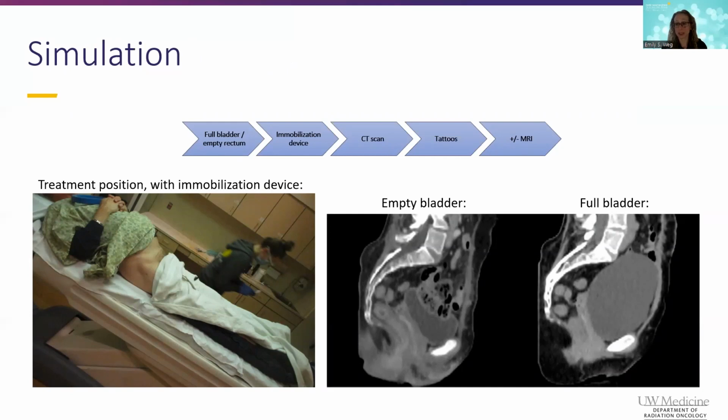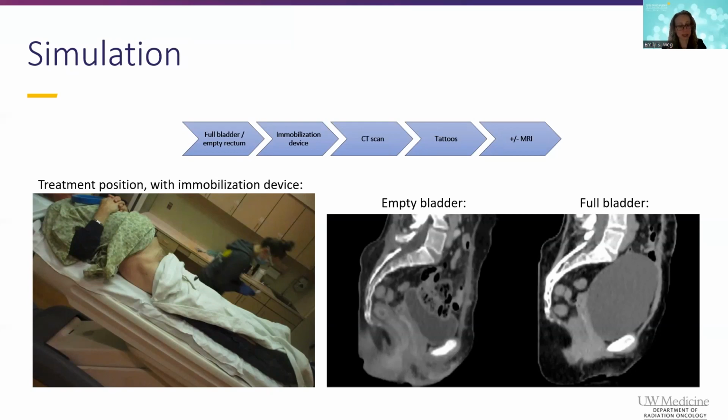We make an immobilization device that is like a plasticky material that goes under the patient's legs and hardens to the shape of the body. And that immobilization device, or that mold, is used every single time that patient comes back for treatment to help us get that patient set up in the exact right position every day. So that's the immobilization device.